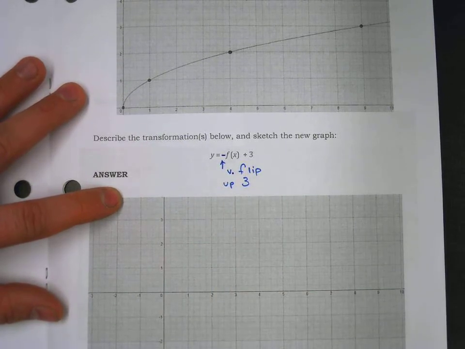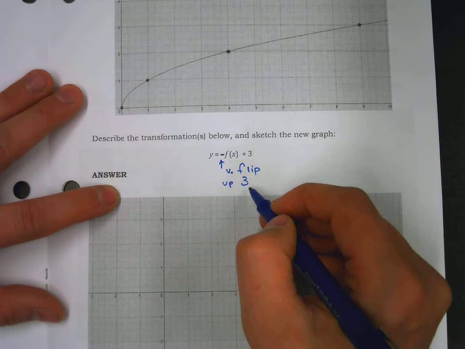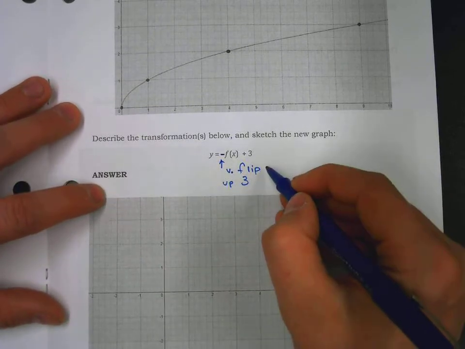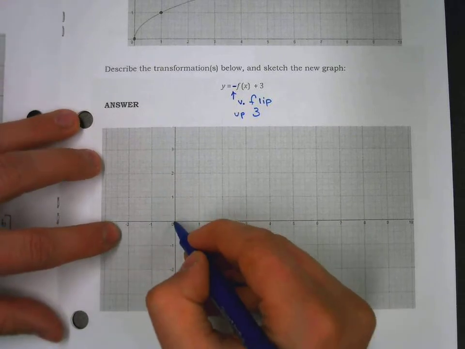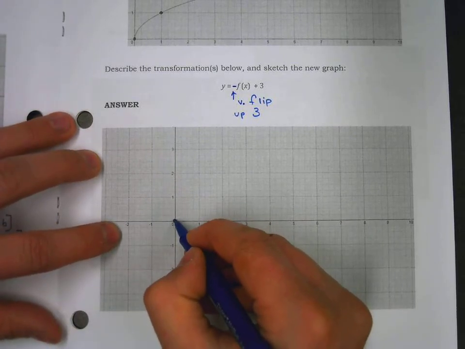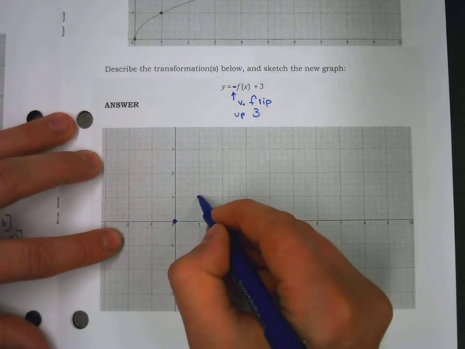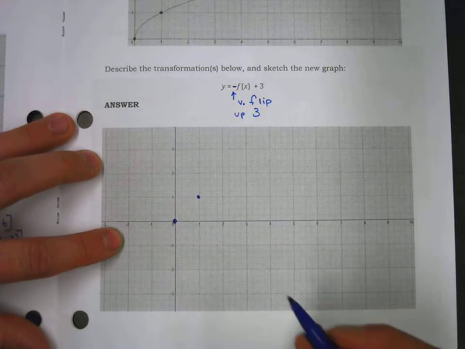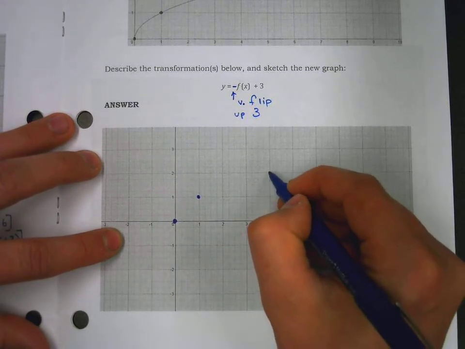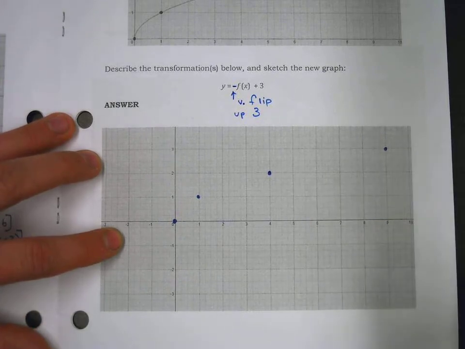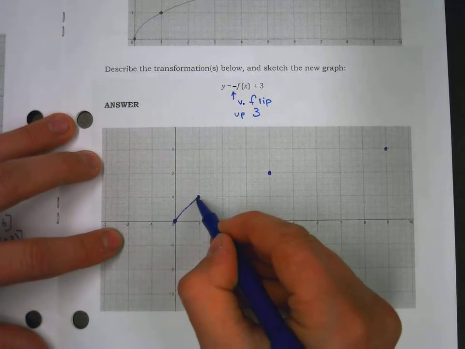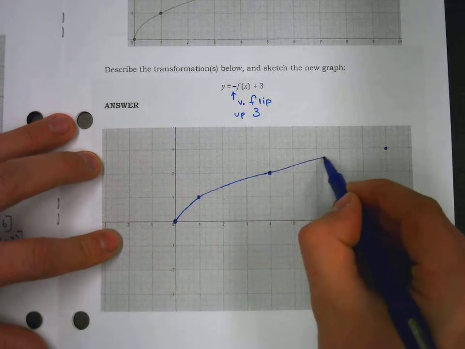So what has to happen first? Flip or the shift? The flip. So what we'll do below is we'll maybe redraw the original function: 0, 0, 1, 1, identified a few points above, 4, 2, and 9, 3. You might actually notice that's sort of the opposite of a parabola. We'll come back to that in another unit.